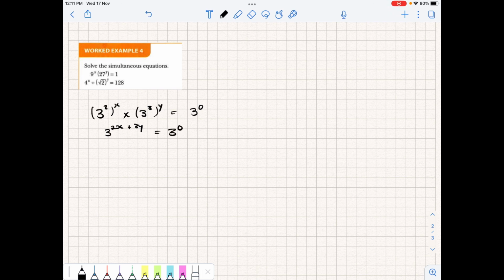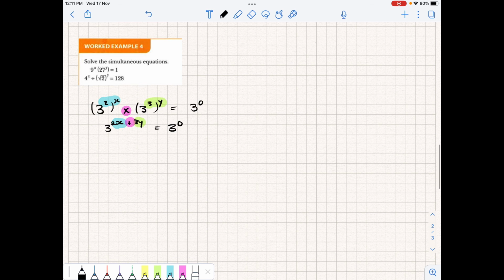So I've multiplied my exponents here and just added them together because they are being multiplied. Now that the bases are the same, I can drop the exponents. And here I have my first equation.